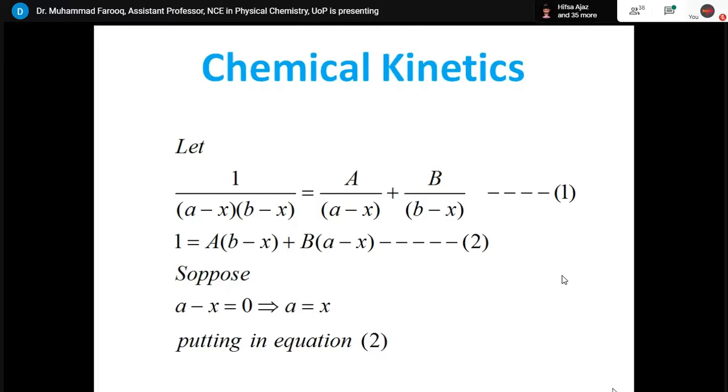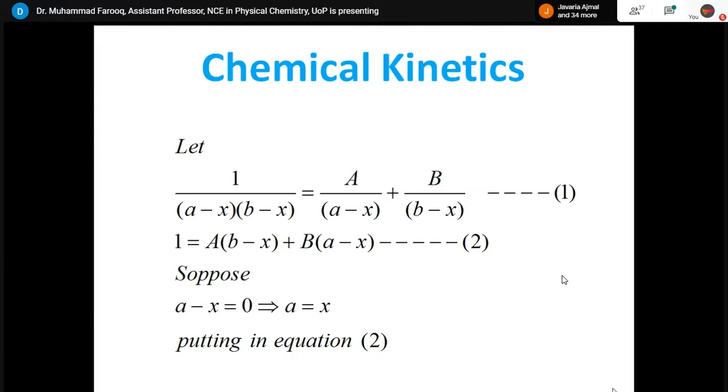Clear, sir. Now multiply both sides by (a minus x) into (b minus x). If we multiply 1 divided by (a minus x)(b minus x) by (a minus x)(b minus x), you will be left with only 1. So you will get 1 is equal to, now if we multiply a divided by (a minus x), you will get a into (b minus x) plus b into (a minus x). This is clear or not? This is equation number 2.